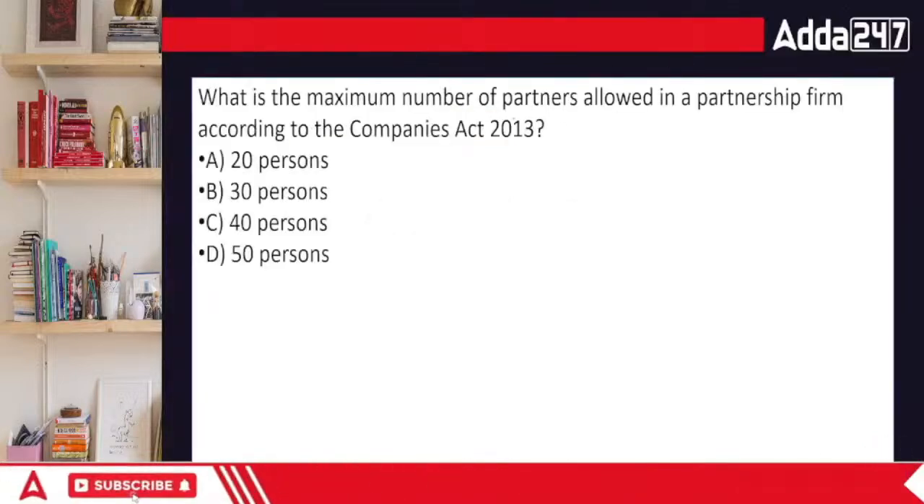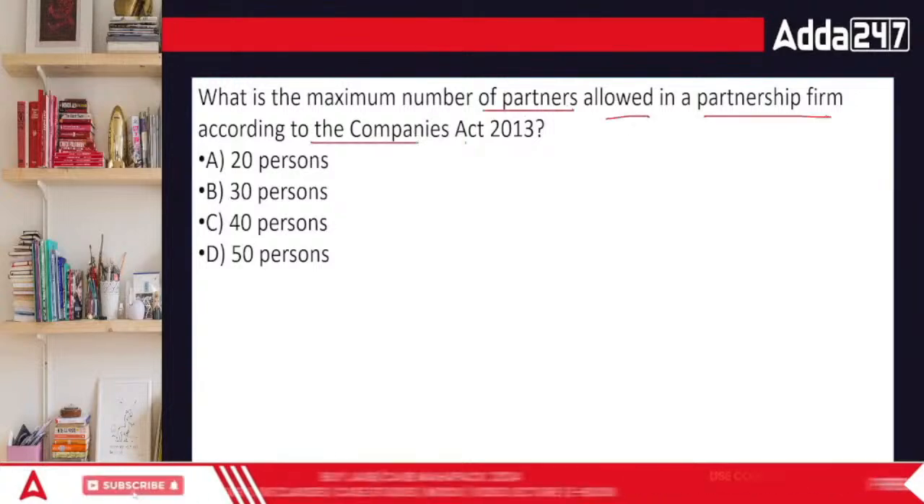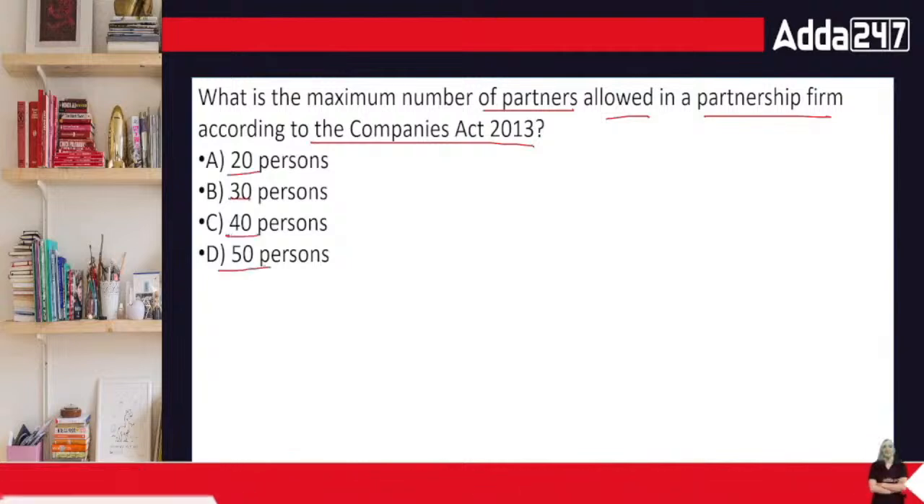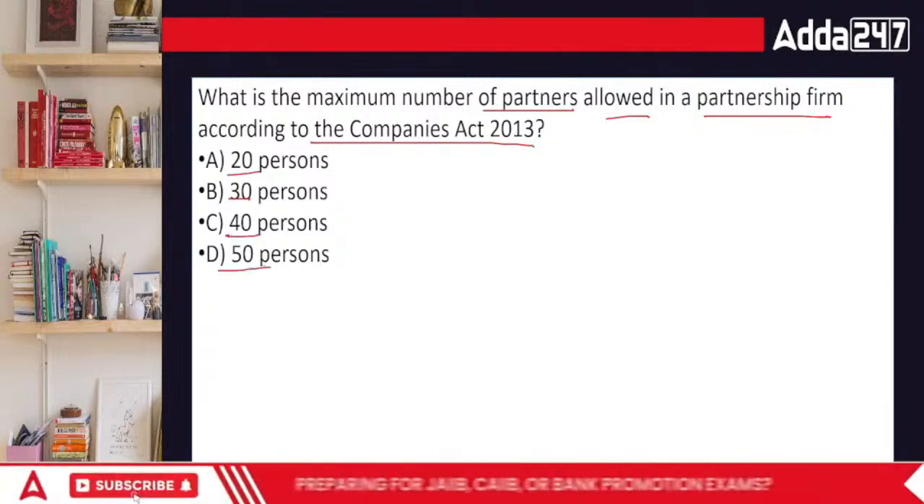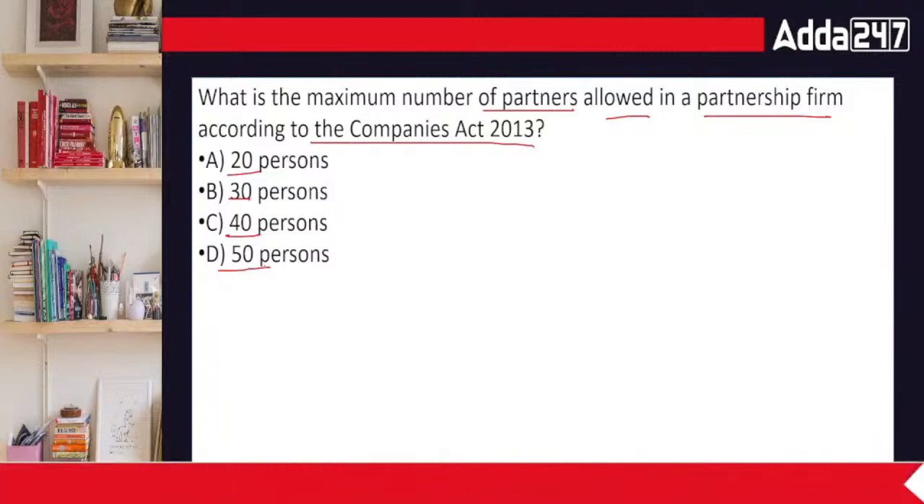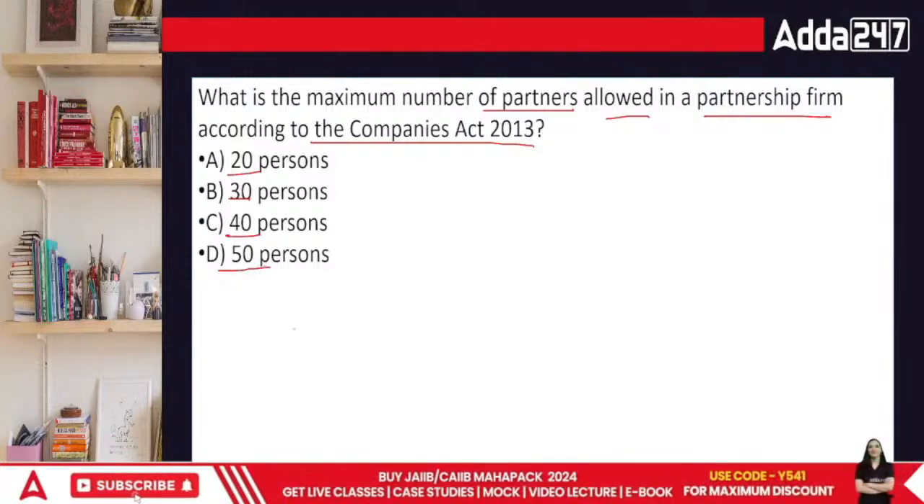What is the maximum number of partners allowed in a partnership firm according to the Companies Act 2013? 20, 30, 40, 50. Under partnership, there's a limit. What's the maximum number of people allowed, everyone? The maximum number of people allowed.